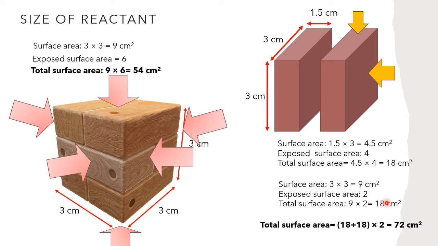Alright, okay, 36. So kita ada dua blok. Okay, satu total surface area adalah 36. So kita ada dua, that's why kita kena darabkan 2. Now dia jadi 72 cm square as compared to the first one yang tadi ni. Okay, satu wooden block tu dia punya total surface area 54 saja. So bila kita bahagi kepada 2, so dia punya size berkurangan, the total surface area semakin besar.